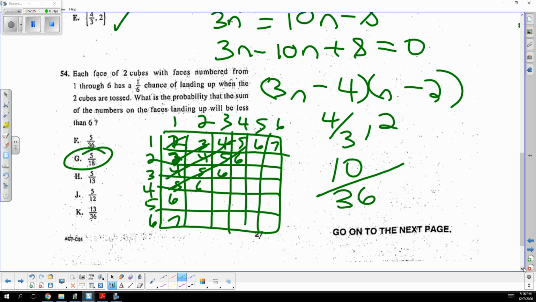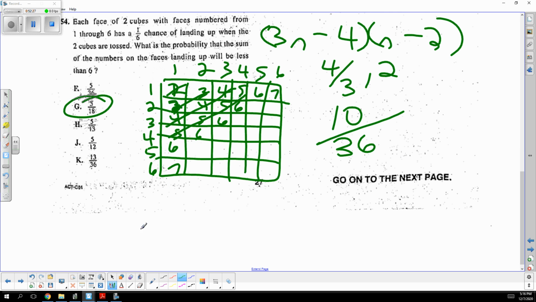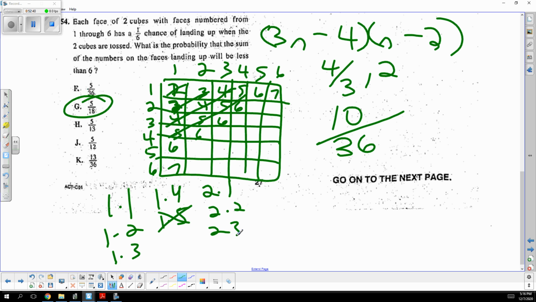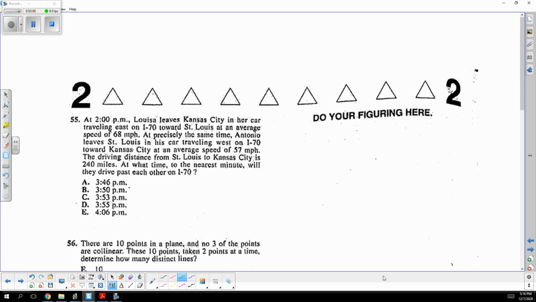Another way would be to physically write the answers. 1, 1, 1, 2, 1, 3, 1, 4, 1, 5. Oh, that's it. 2, 1, 2, 2, 2, 3. That's it. 3, 1, 3, 2. That's it. 4, 1, 4, 2. That's it. I'm sorry, 4, 1. That's it. So that would be 3, 4, 5, 6, 7, 8, 9, 10 possibilities. Last page.